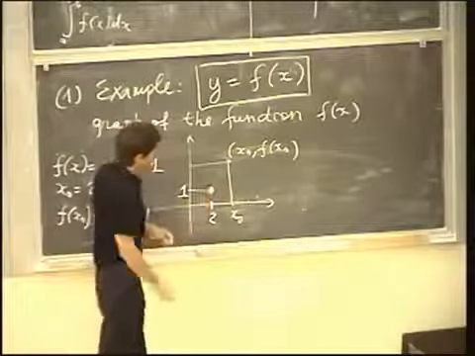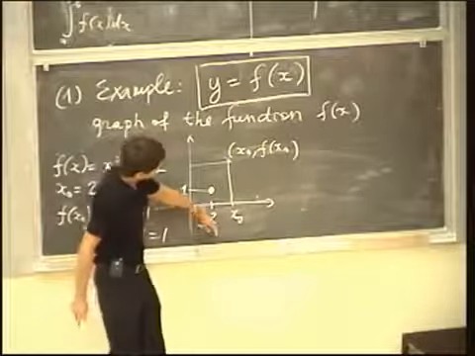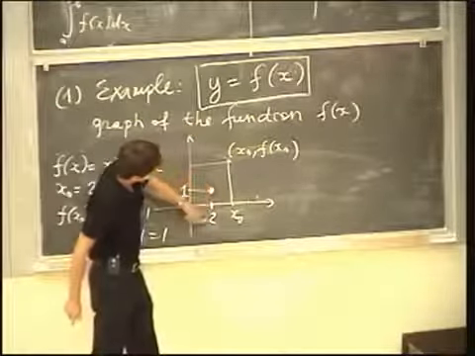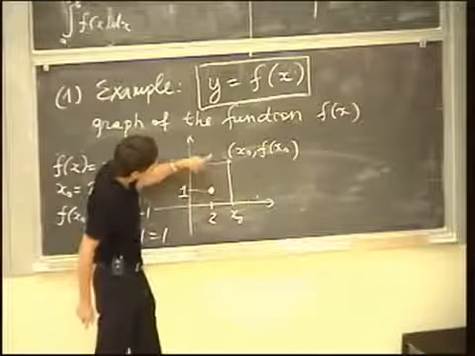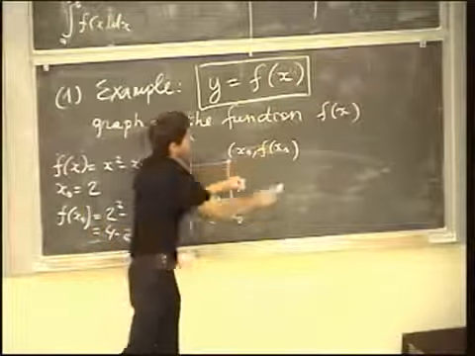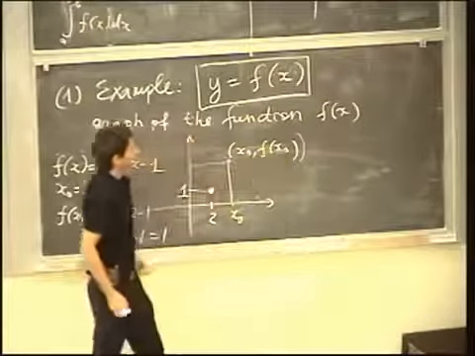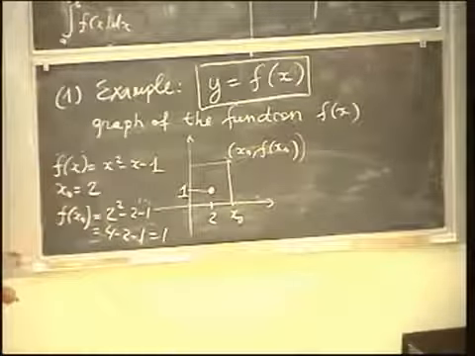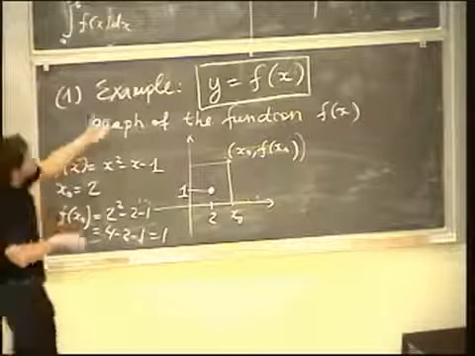But this point, for example, will not. In other words, no other point with x coordinate 2 will belong to our curve. Only the one for which the y coordinate is equal to this function f, in which I substitute this value. So that's what I mean by imposing the equation.